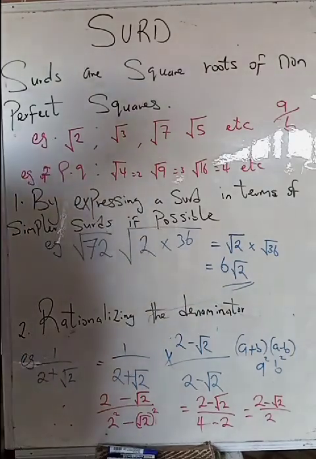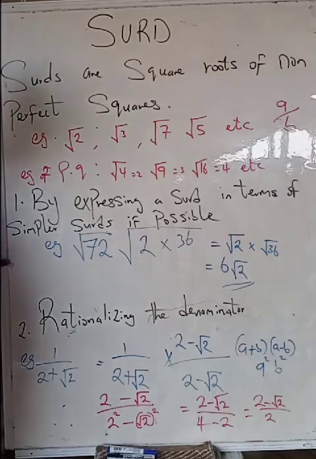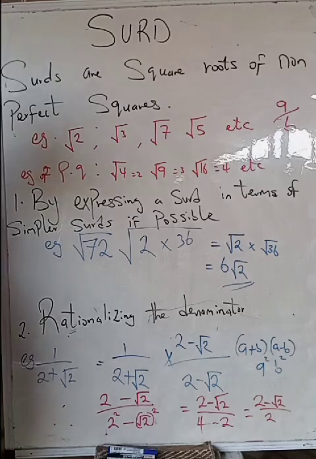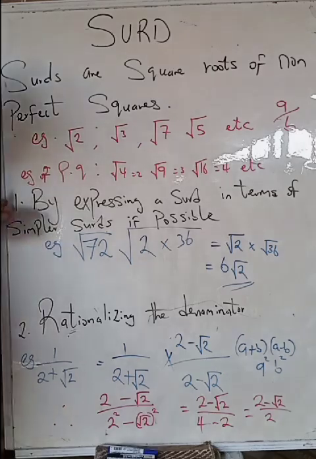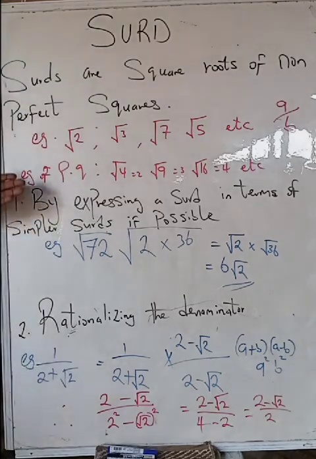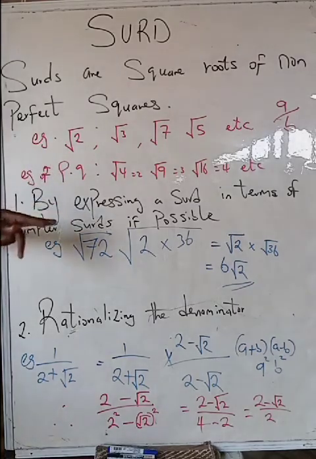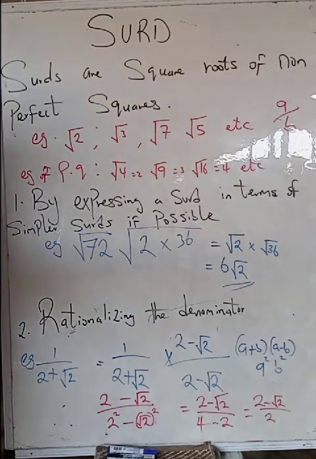The second method which we can use to solve surds is by rationalizing the denominator. First of all, I said the first method is by expressing a surd in terms of a simpler surd, if possible, while the second method is by rationalizing the denominator. All right, thank you very much.